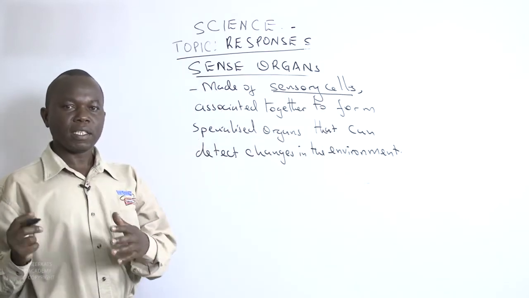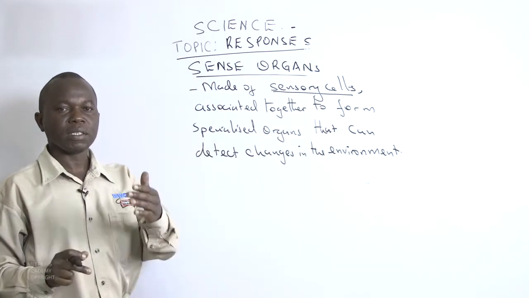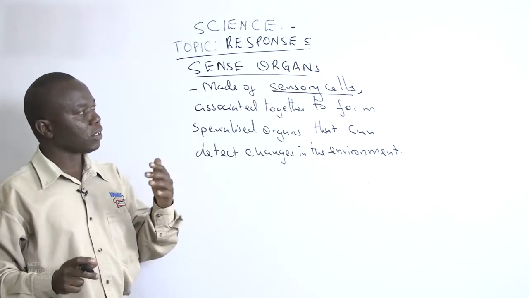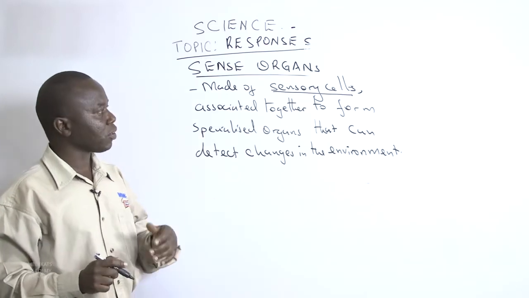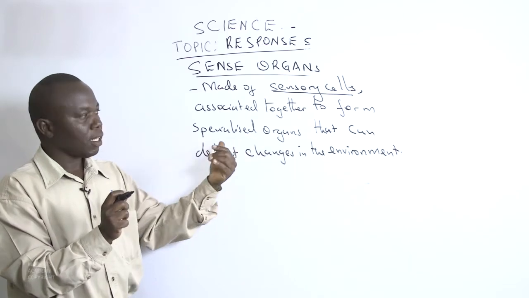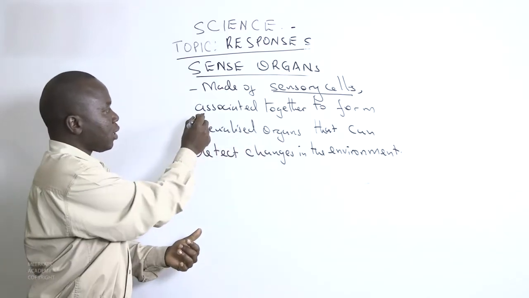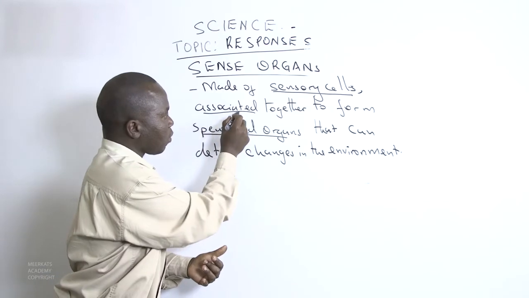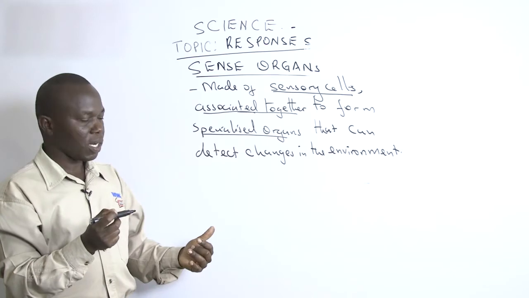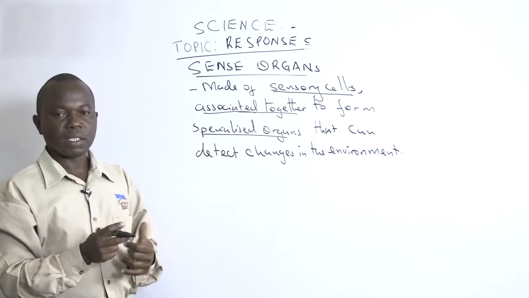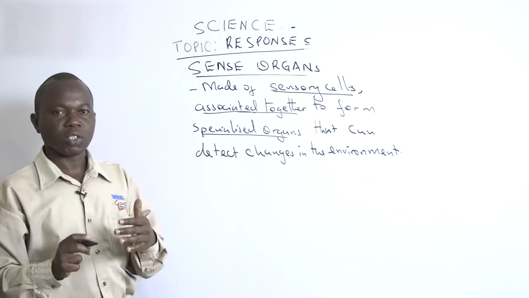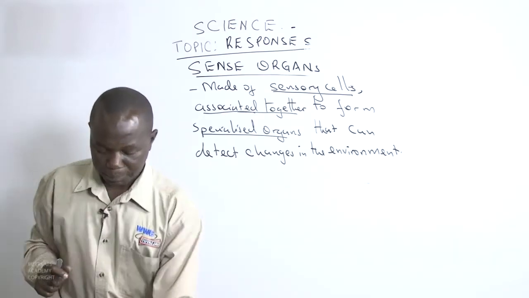So the eye has its special sensory cells. We are going to look at it. The nose, the olfactory cells. The skin has sensory cells. The tongue has sensory cells. But they are usually grouped together. When they are grouped together, they will result into a specialized organ for the purpose of detecting the change in the environment, which later follows generation of a nerve impulse.